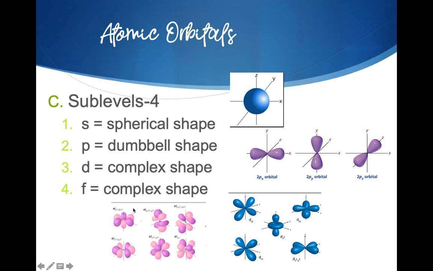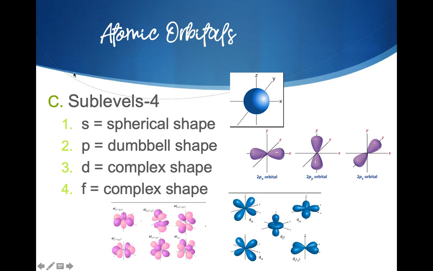So the complex shapes are just different and creative. This kind of looks like a flower. This is kind of like an X shape sort of. The only ones I would ever expect you to draw or know by sight would be the S and the P, because the D and the F can be really complicated depending on how many electrons there are.